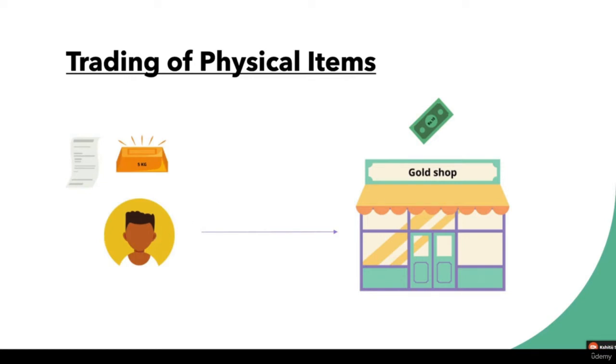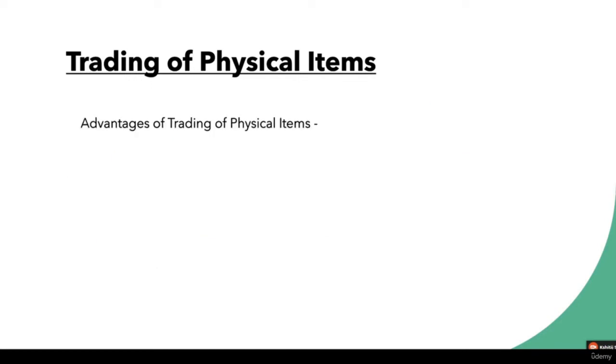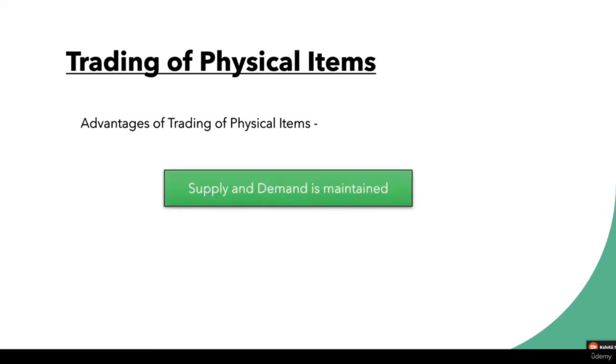Now as we have seen the purchase, certification and billing process of physical assets, now let us see what are the advantages of trading physical items. The first advantage is that supply and demand is maintained. Now what does that mean? This means when an item is produced, it is produced in a certain quantity. So that will be the supply quantity of that item.